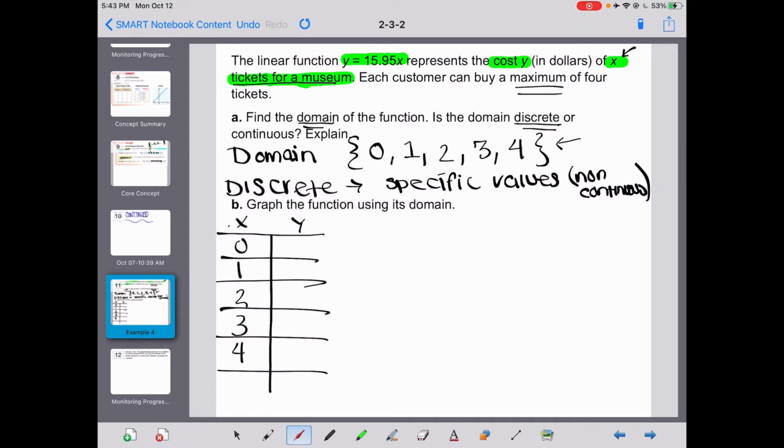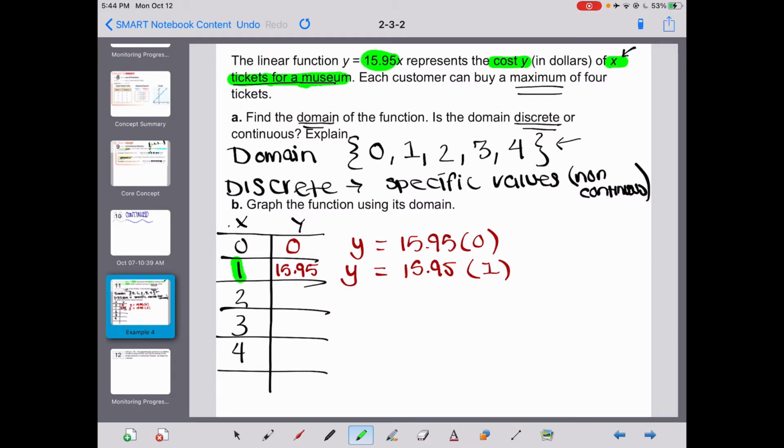So in this case, when you plug 0 into the function, we already have our function. Y equals 15.95 times 0 is 0. The next one, y equals 15.95 times 1 ticket is 15.95. Notice that that can give us the cost of 1 ticket. That number in front of the x is a rate. If one person costs $15.95, we know 1 ticket is that much. So continue to do this for the second ticket, the third, and the fourth. So pause the video and finish finding those values.